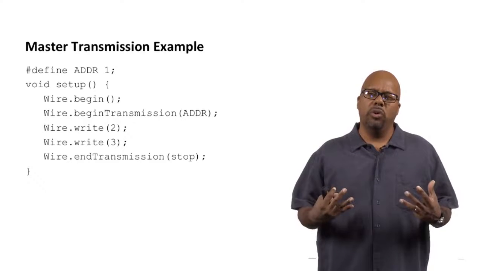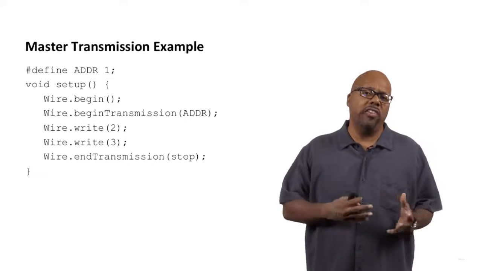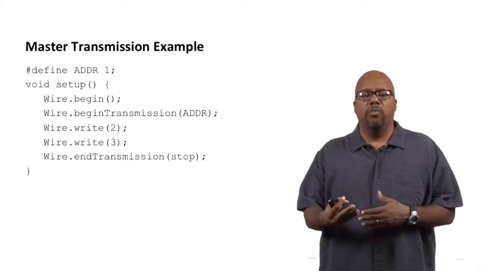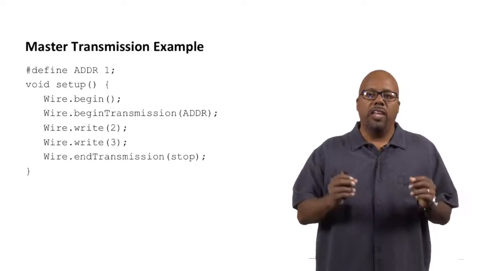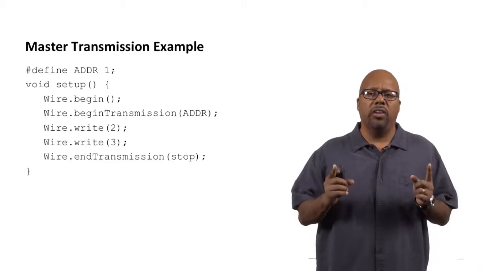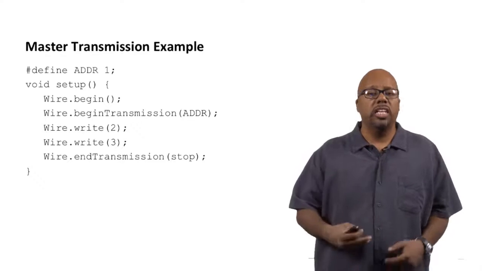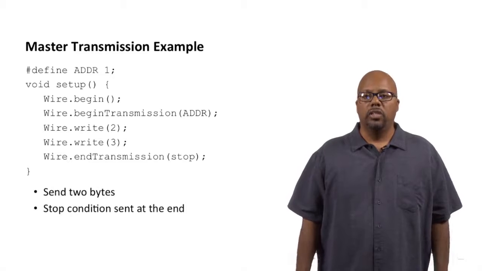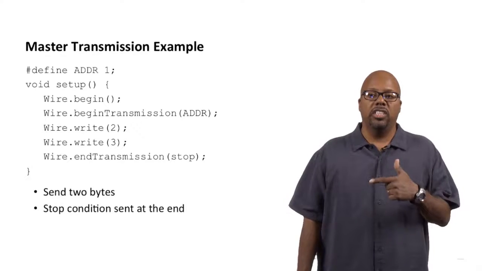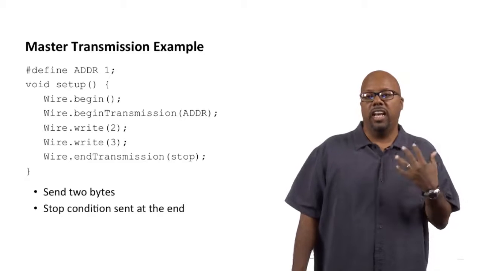From a coding point of view, you don't have to worry about all the bitwise details, whether this bit is a 1, this bit is a 0, all the sequence stuff. I talked about that, but as a programmer, you don't have to think about that all the time. You can call these library functions, and they will handle all that for you. So this sends 2 bytes, with the start condition at the beginning and the stop condition sent at the end.